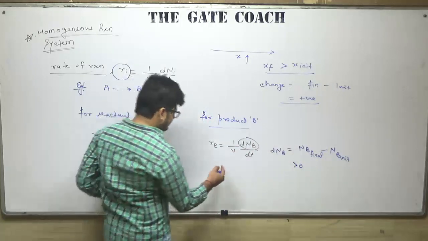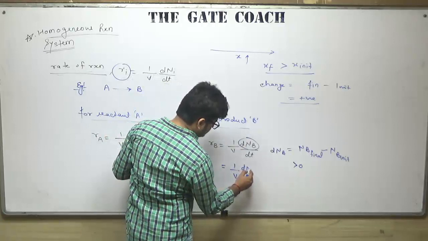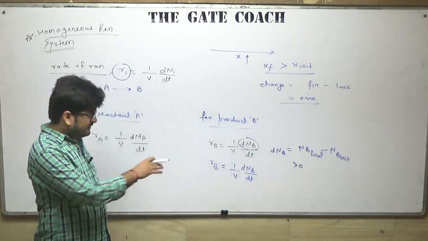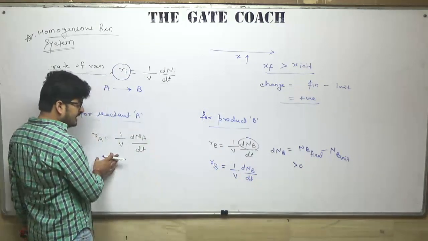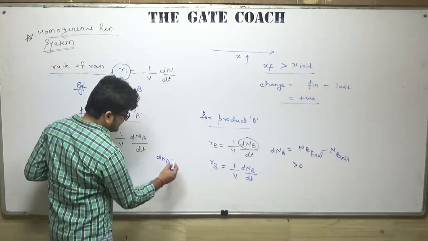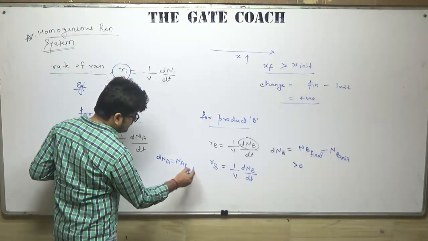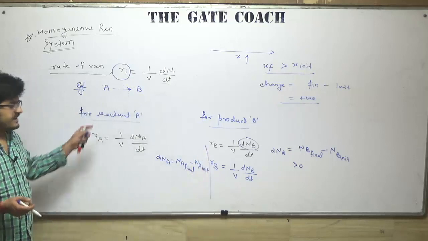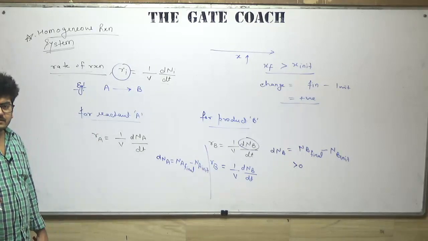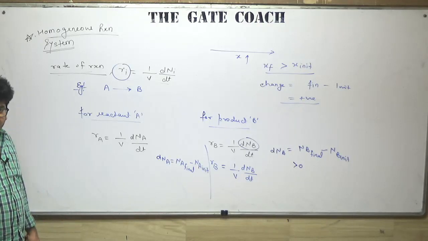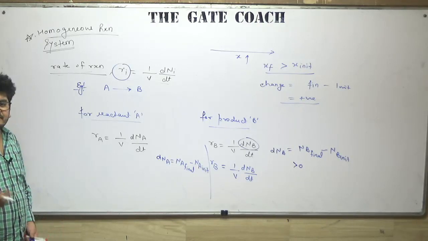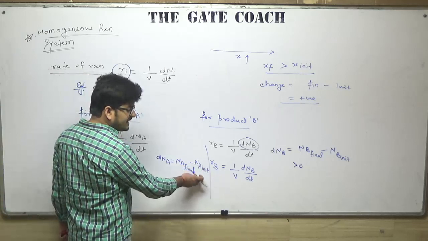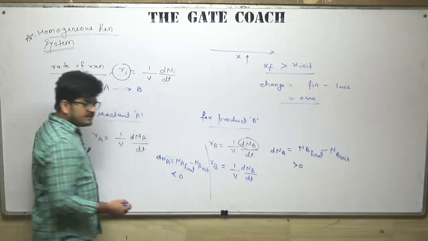And since this is positive, Rb will be equal to dNb over dt. We can write it like this only. But when we talk about A, dNa means final moles of A minus initial moles of A. And A is the reactant. We know that as the process moves ahead, as the reaction proceeds, the amount of A will decrease. And as the amount of A is decreasing, the final moles of A will be less than the initial moles of A, and this value will be negative.